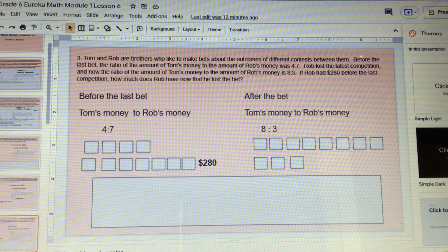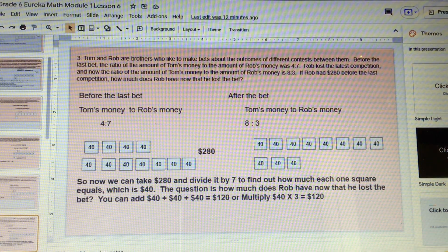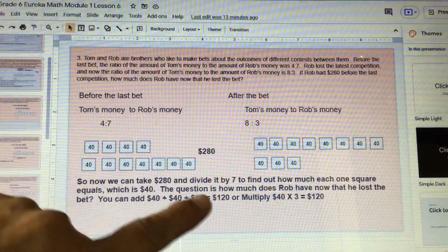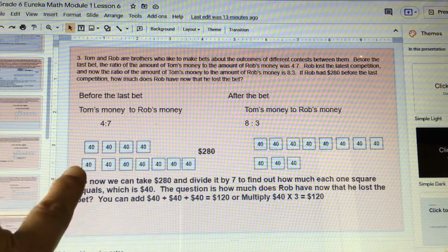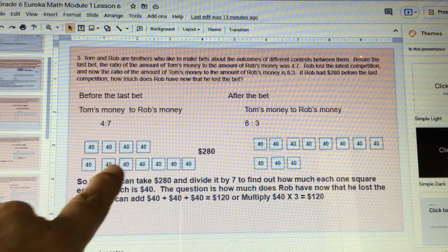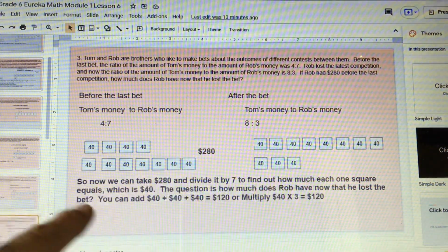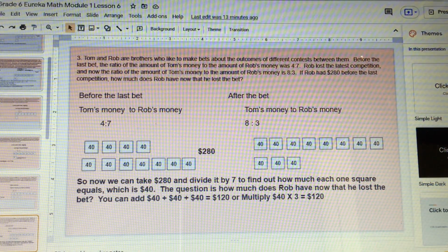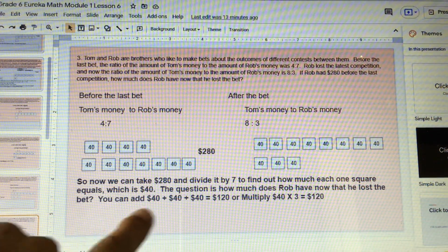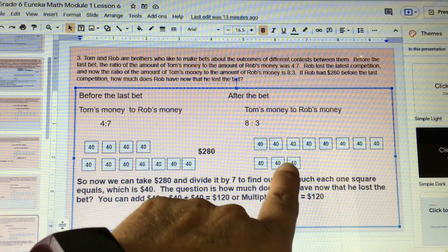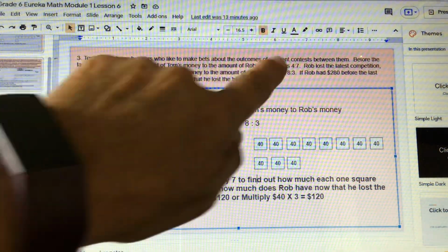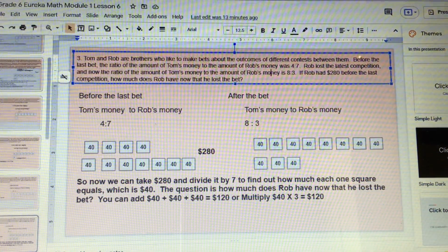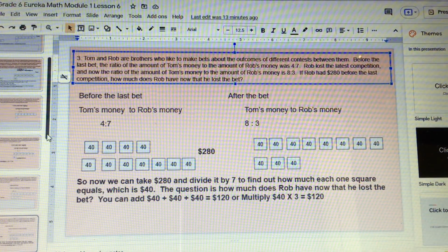If I have the 280, okay, so now you have the 280, I can divide 280 by the 7 to find out how much each one equals, which would be 40. I can fill in the rest of the tape diagram, okay? So now the question is, how much does Rob have now that he lost the bet? Okay, so I could add 40 plus 40 plus 40, which would give me 120, or I could multiply 40 times 3 to get $120.